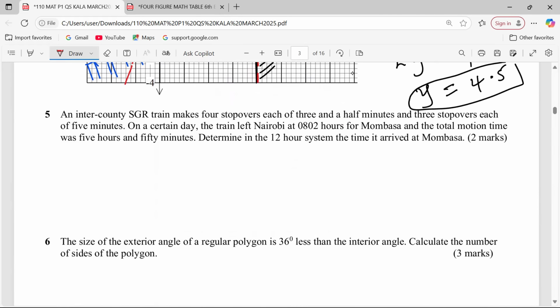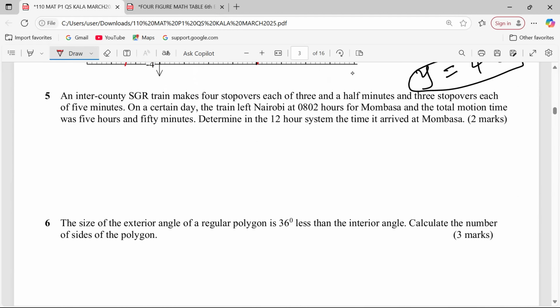We can check number 5, right? An inter-county SGR train makes 4 stopovers, each of 3.5 minutes, and 3 stopovers, each of 5 minutes. I hope you are getting that one well. There are some stopovers, 4 of them, each 3.5 minutes, and other 3 stopovers, each 5 minutes.